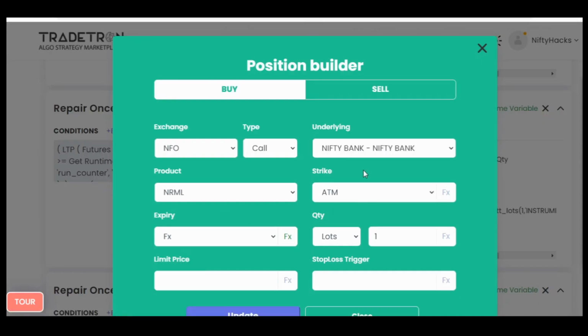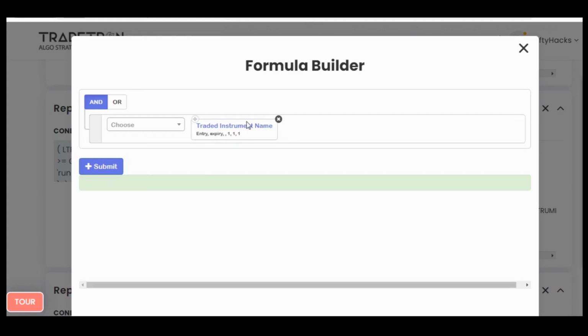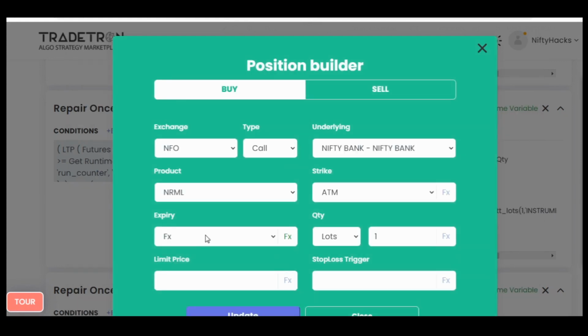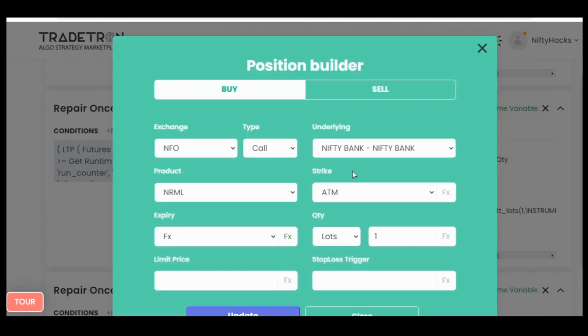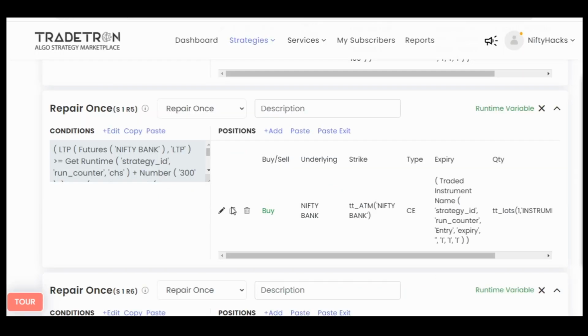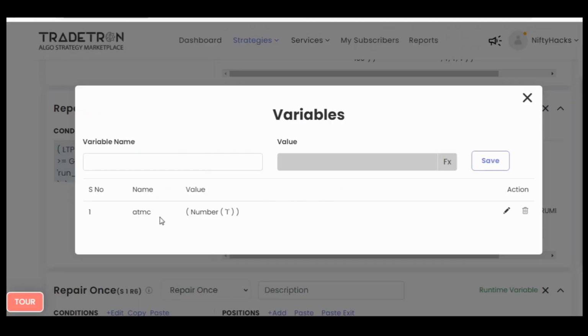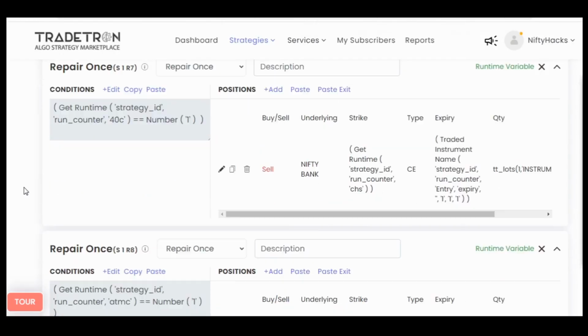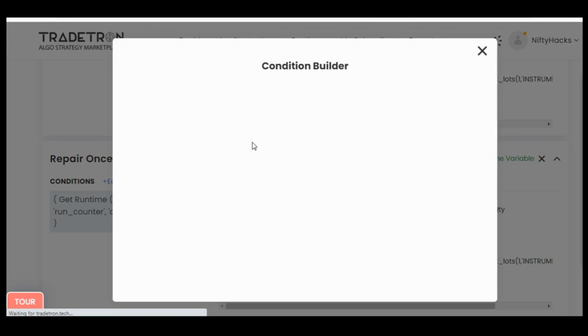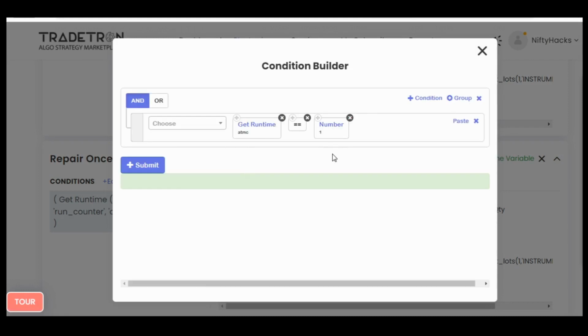So as soon as that happens, we are buying the at the money. And here don't forget to use entry expiry, or you can select current week expiry also, because this is weekly, so expiry won't change. If you are doing this in monthly, then you need to select only this. You can't select current week expiry or anything like that. So as soon as this happens, I have given a runtime variable ATMC. So the ATM call I have bought. So I have given ATMC equal to 1, and from repair once 8 I am checking whether our ATM hedge has been bought or not.